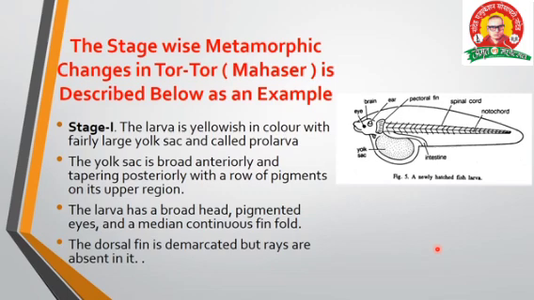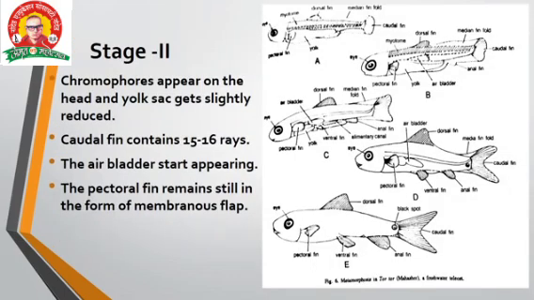The larva has a broad head, pigmented eye, and medium continuous fin fold. The dorsal fin is demarcated, but rays are absent in it. All on my right-hand side are the stages of metamorphosis of the fish.